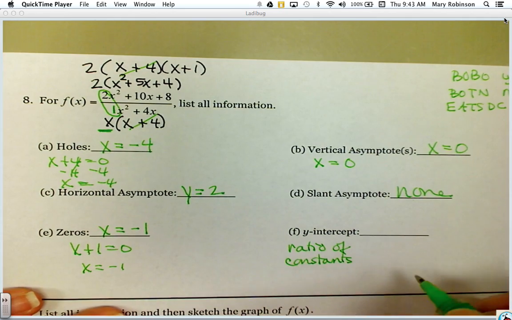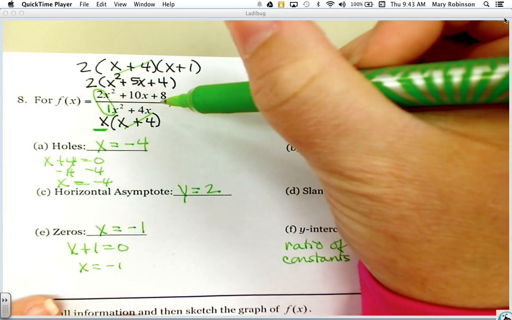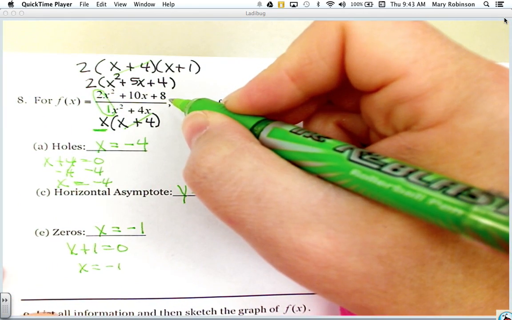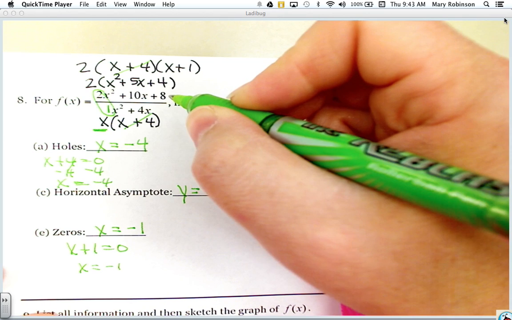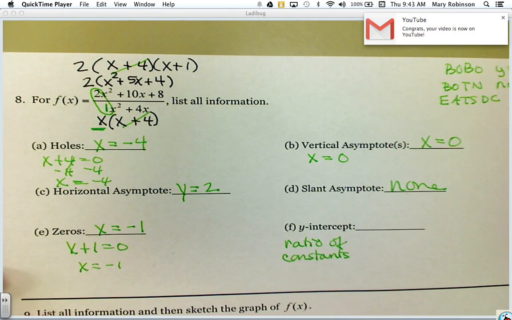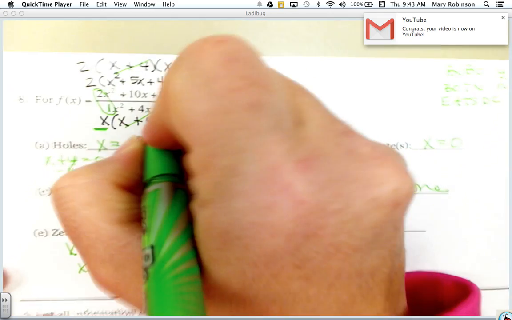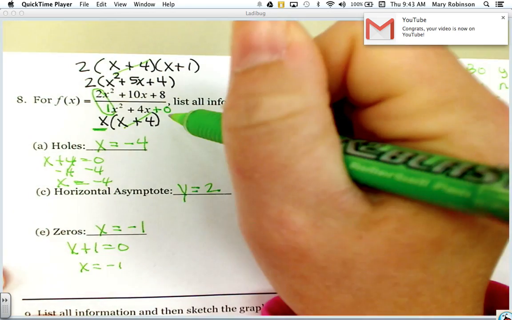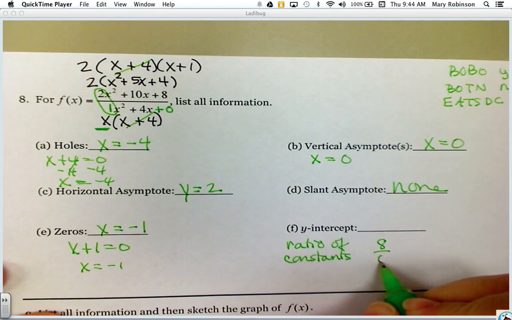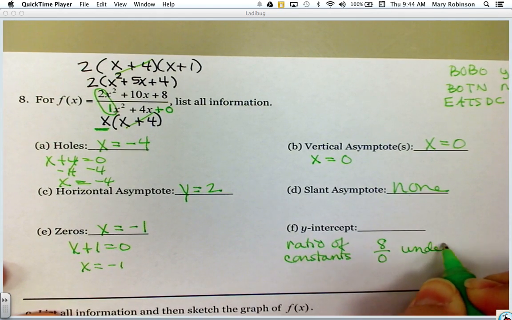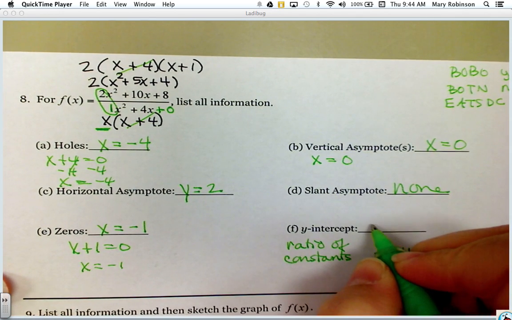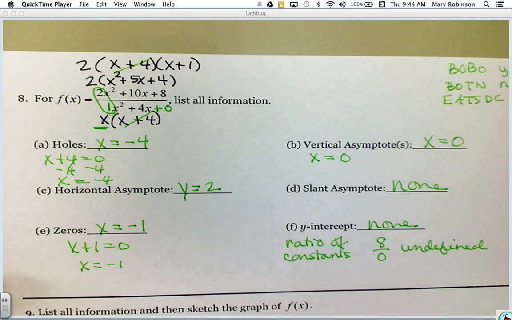And it's best to always look at your original function. So if you think about it, up here in our numerator, we have 8 as our constant, but down here at the bottom, we don't see one at all. So that means it's at 0. We have a constant of 0. Well, if we were to divide our ratio and have 8 over 0, that would actually be undefined. We cannot divide by 0. So that means, in terms of a y-intercept, there is none.